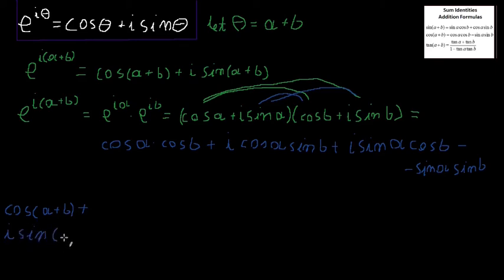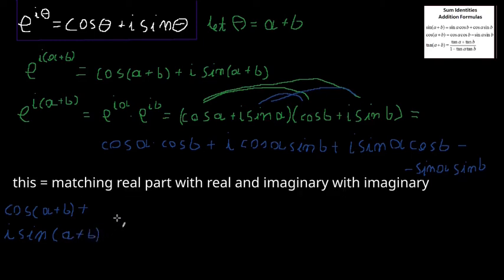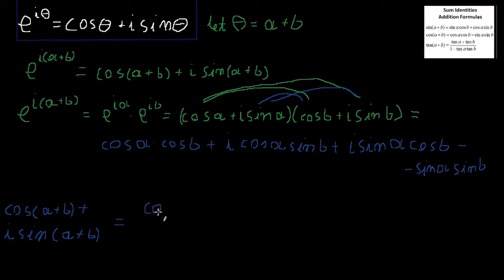If you don't really understand what happened here, there is a video in the description explaining how this works. And that is how we got the sine and cosine sum identities.